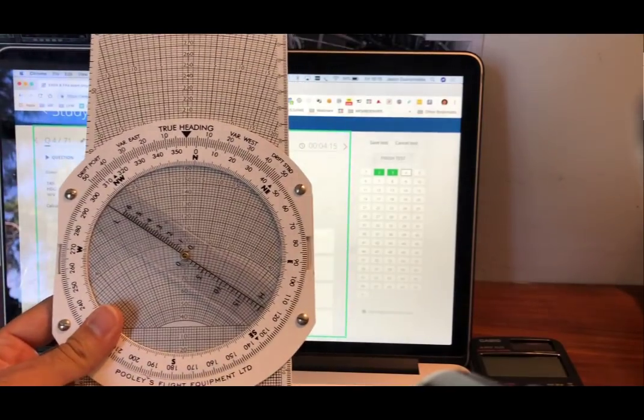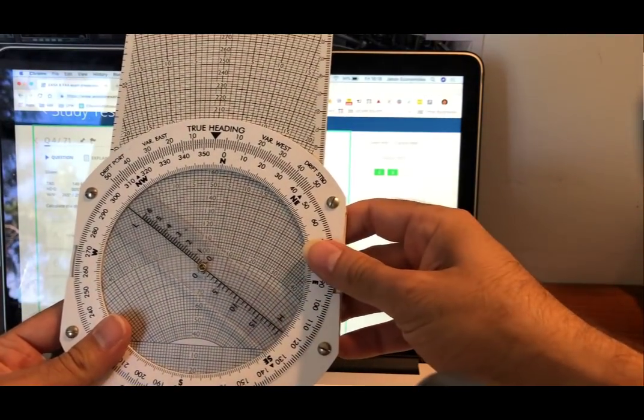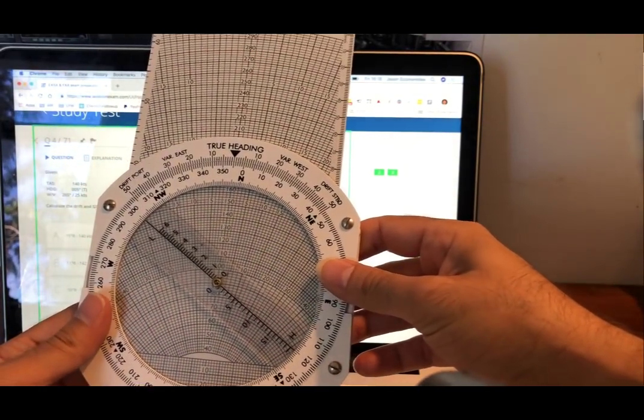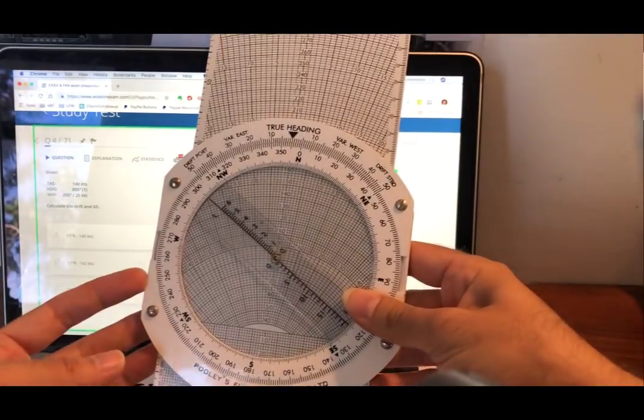You don't have to rub your scribbles out, and it's very fast to use. So there you go. That is basically the CRP-5W.